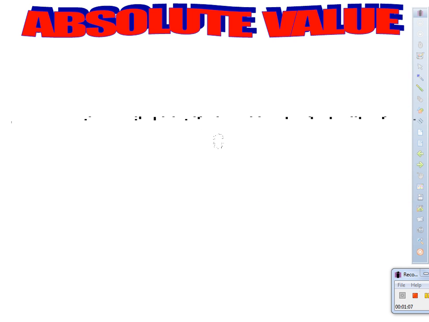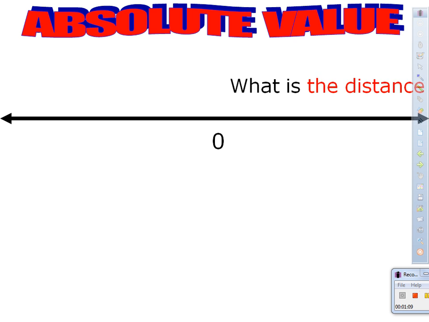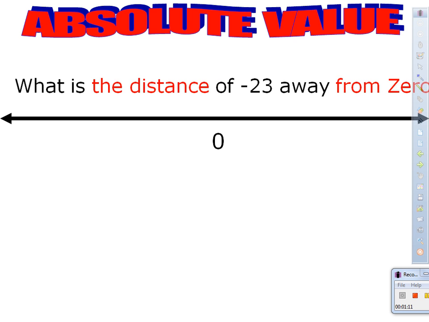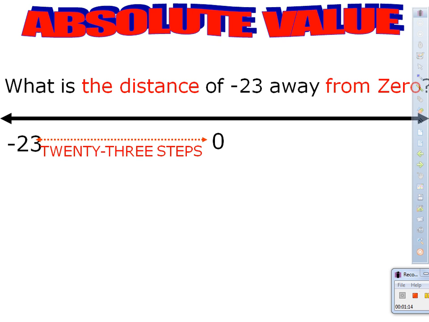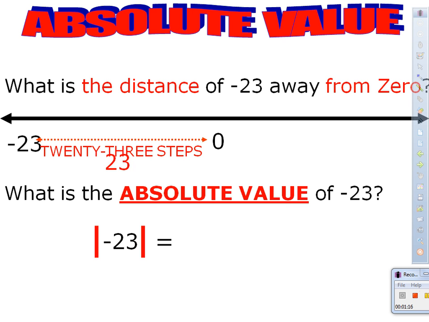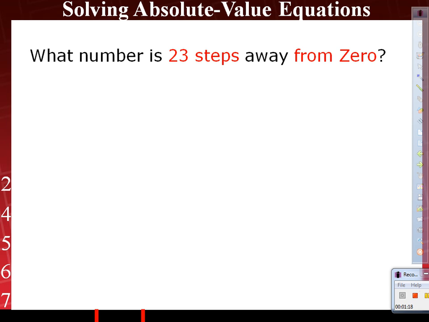Then we did the whole introduction of the definition, including the symbols that we use, which are the two bars. Then we introduced the distance from negative 23 to zero, and we said it was 23 steps, and then we knew how to write it. And then I gave you an example that looked like this: what number is 23 steps away from zero? The answer was x equals negative 23, x equals 23. Remember that? Then we went to this one, then we did some of these, and I gave you a different one of these. Then we did something similar to this, but let's copy this one.